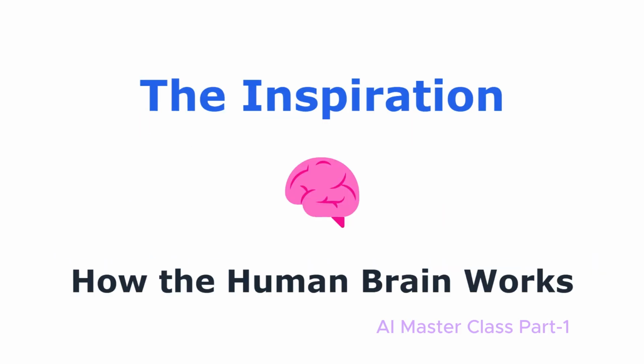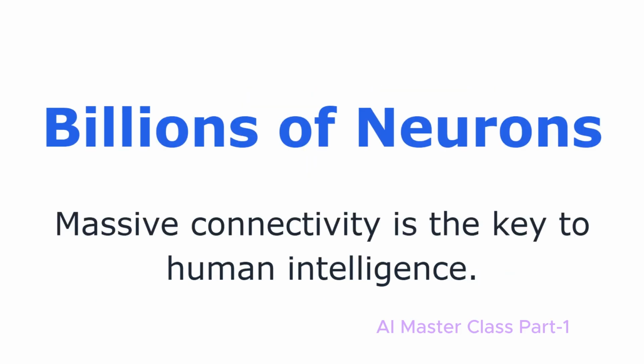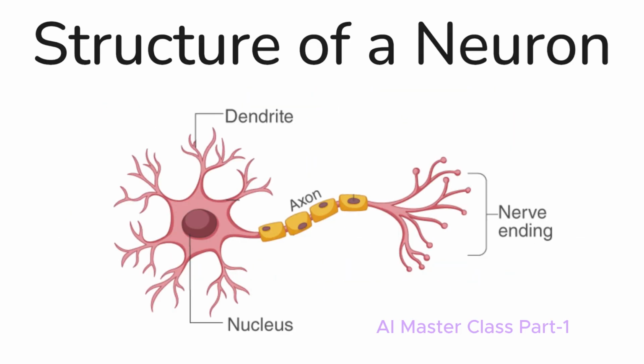Then they took inspiration from how the human brain works. The human brain has billions of neurons connected with each other. This is the basic structure of a human brain's neuron. Don't worry, we'll not go into bio-level details here. Here we have 3 high-level components.